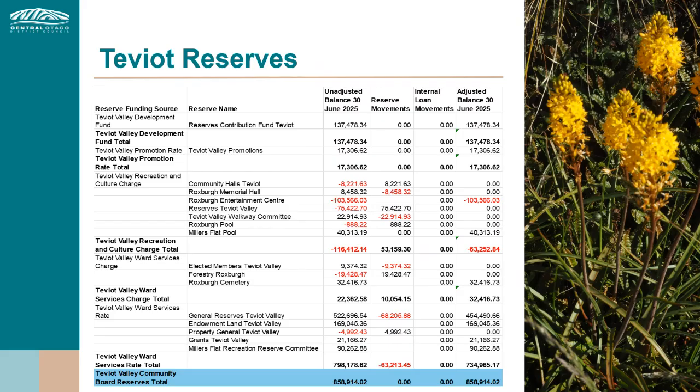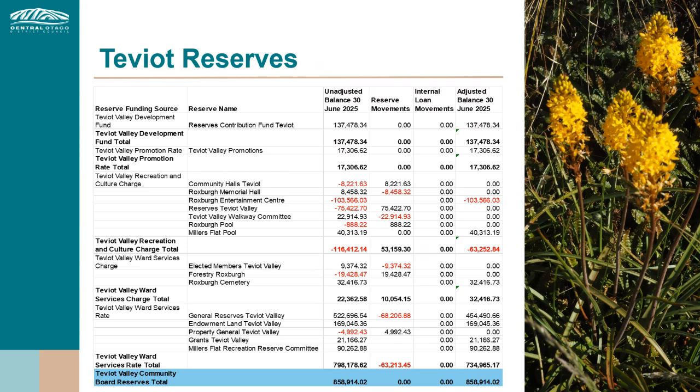All we're doing is we need to eliminate the community halls Teviot balance. You can see that's the top one of $8,200. We're not dealing with the Roxbury entertainment because that's money spent on site clearing, etc. And the insurance money will go into that. So it will stay in group and the reboot costs will come out. So we don't have that in yet, obviously, but we will. Then you've got reserves Teviot Valley that's got a deficit balance of 75,000. Roxbury has a minor balance of $838.